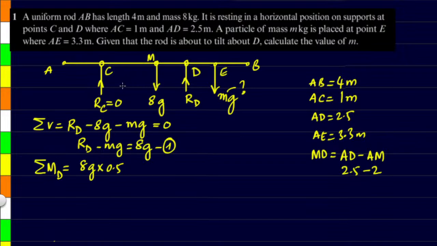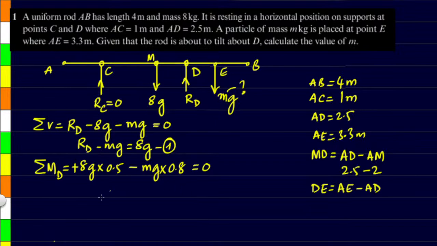And it is in which direction? It's rotating in this direction, right? Yes. So that is anti-clockwise, so plus. RD is passing through D, so we did not take it. Then for mg, the distance is DE. DE can be written as AE minus AD. That is 3.3 minus 2.5, so we get 0.8. And this one is rotating clockwise, so minus.